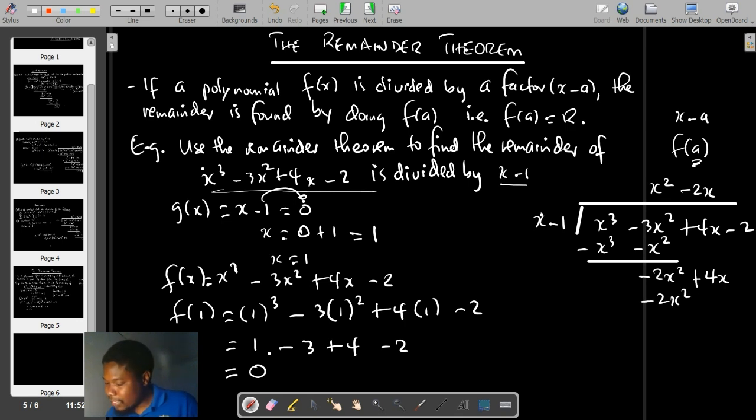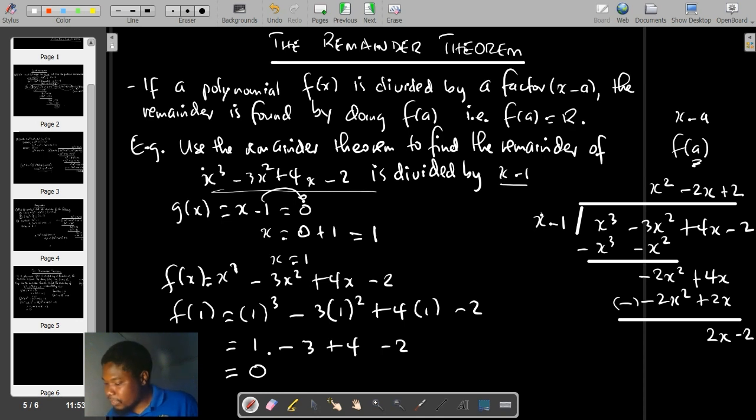Negative 2x times negative 1 is positive 2x. We subtract the 2. What we end up getting is 0, and then 4x minus 2x is 2x minus 2. Then x into 2x is actually positive 2, sorry.